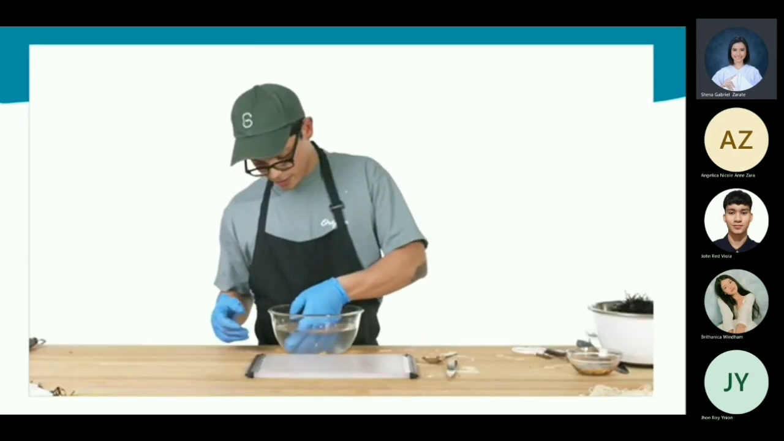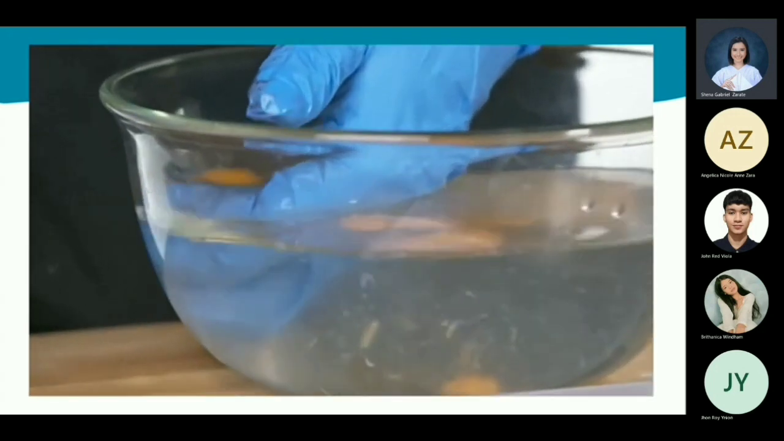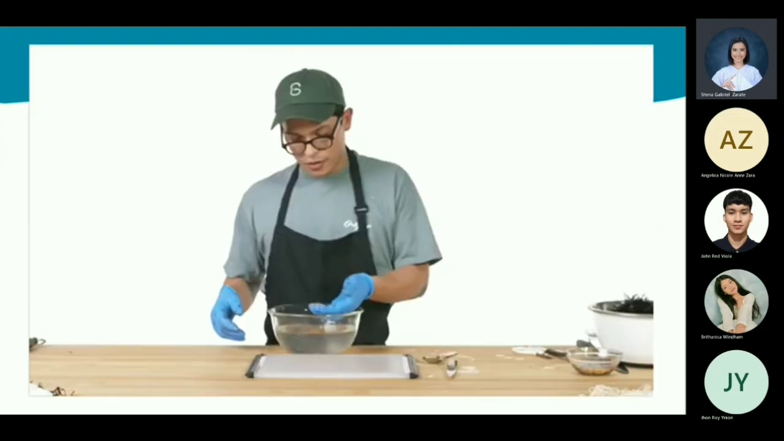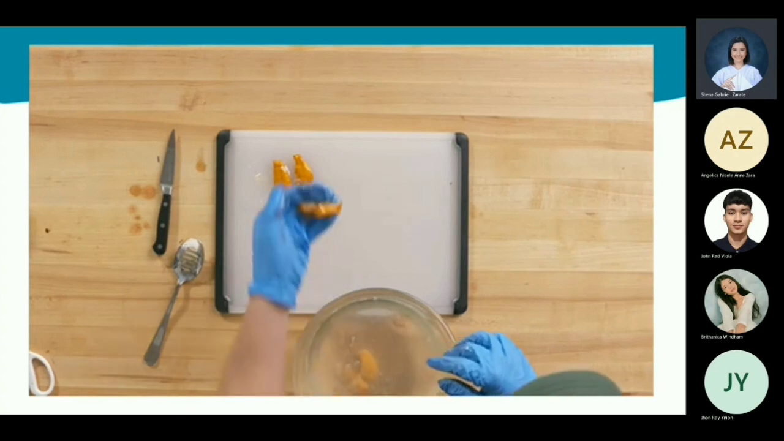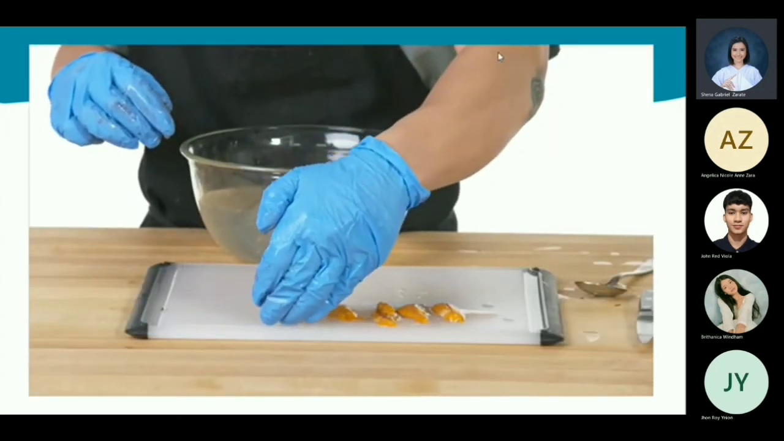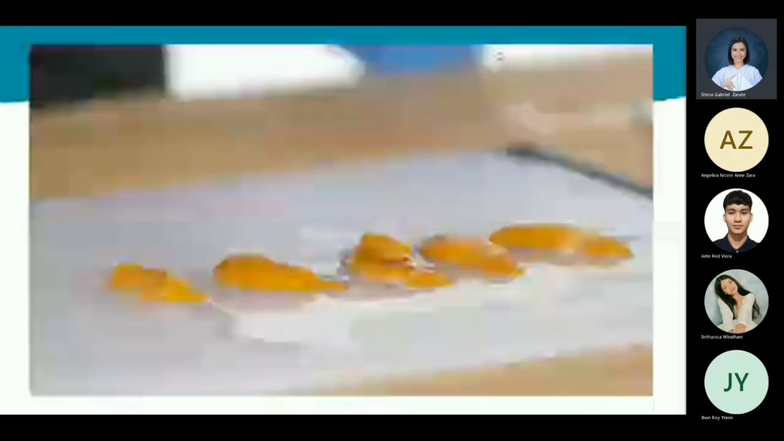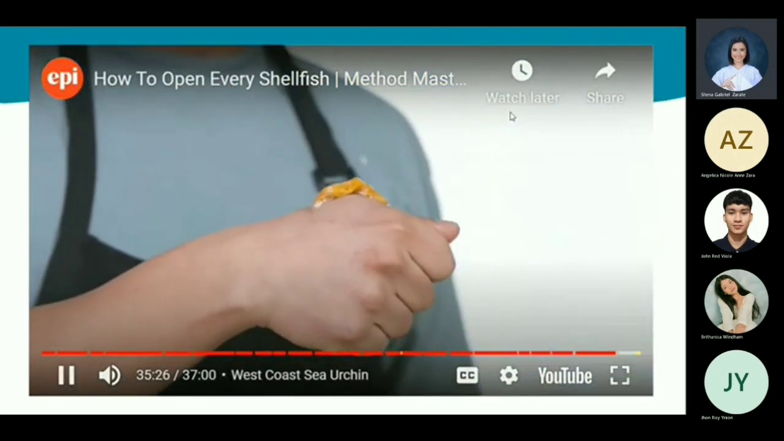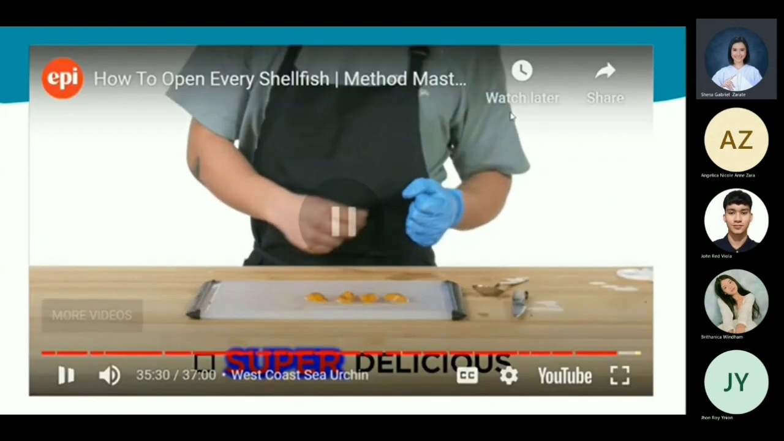Get in there with your hand. Shake them a little bit, very gently, just to knock off any of the extra organs that are on there. You are ready to enjoy one of the most delicious things in the sea: urchin roe. You can just put it on your hand like so, and it's just super delicious.